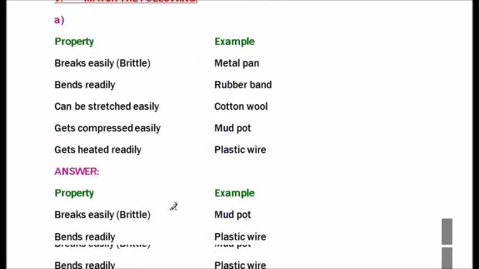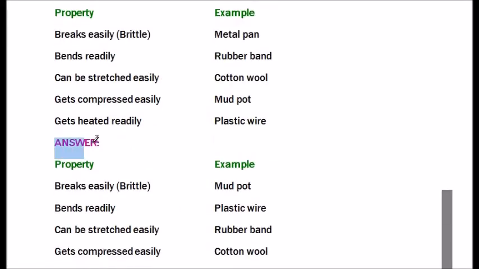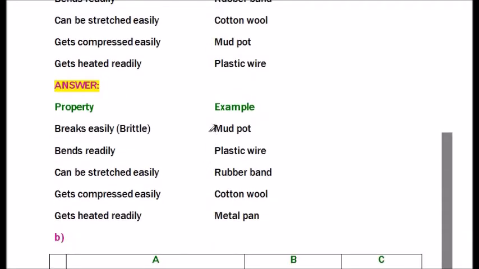The correct answer is property and example. Breaks easily, brittle, mud pot. Bends easily, plastic wire. Can be stretched easily, rubber band. Can be compressed easily, cotton wool. Gets heated readily, metal pan.